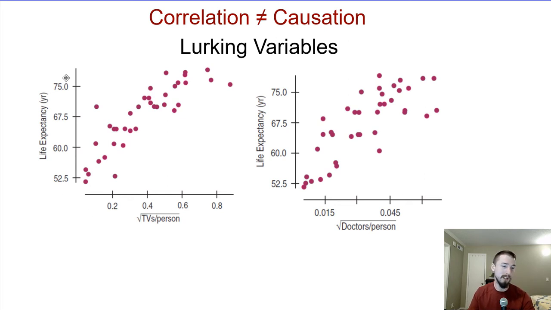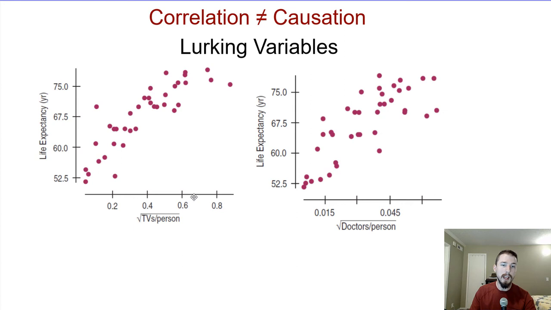So does that mean that Netflix makes us live longer? No, there are clearly lurking variables. Wealthier nations that have better health care are also going to have more TVs per person, right? You can see the same thing here. The number of doctors that you have increases life expectancy. It's clearly doctors have an impact on life expectancy, but what we're really saying is that wealthier nations that have better health care and more access to doctors are going to have more doctors per person, and then you're going to have higher life expectancies in those nations as well. So is it the TVs, or is it the doctors, or is it really wealth that we're measuring? Probably really wealth. So there are lurking variables.